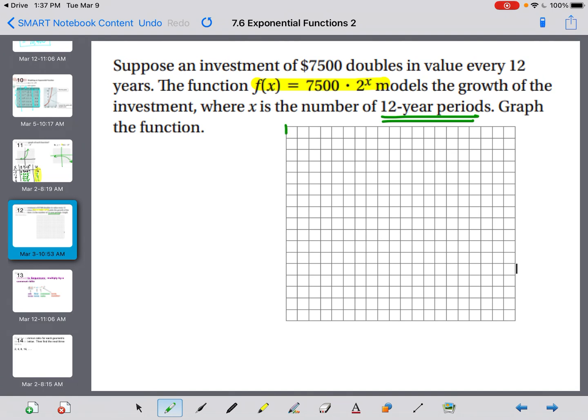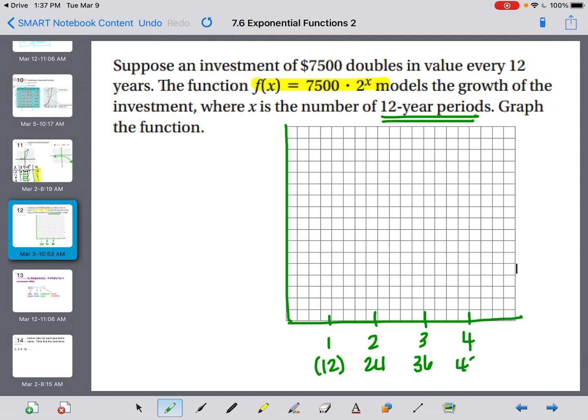So I don't need anything negative since we're talking about money growth here. So on the bottom, I'm going to put a 1, which is really 12 years because they're saying each x value is a number of 12-year periods. So 1 12-year period, 2, which means 24 years, 3, which means 36 years, and 4, which means 48 years.